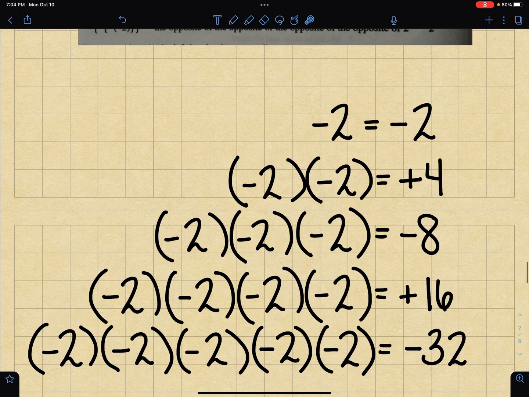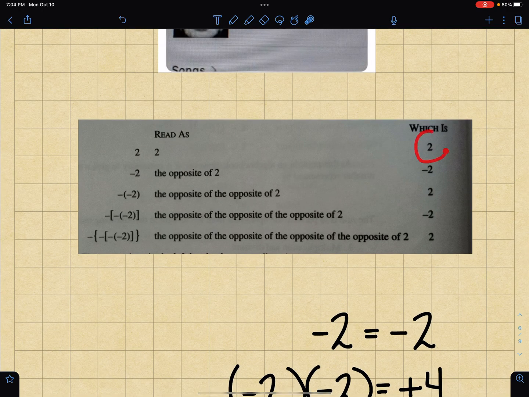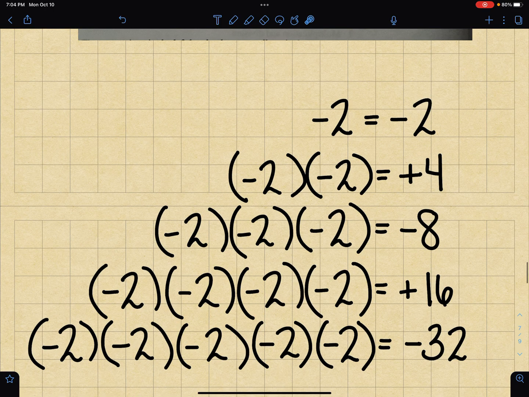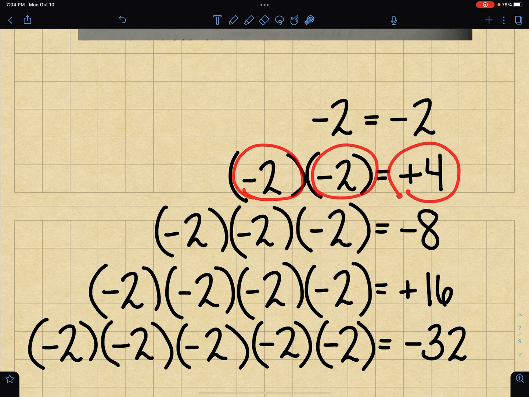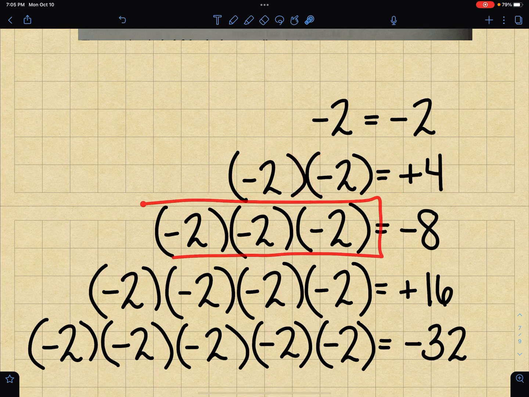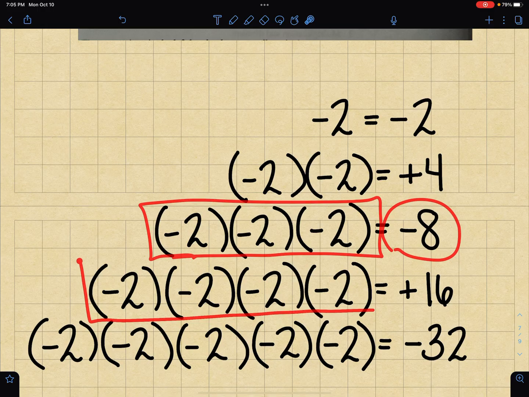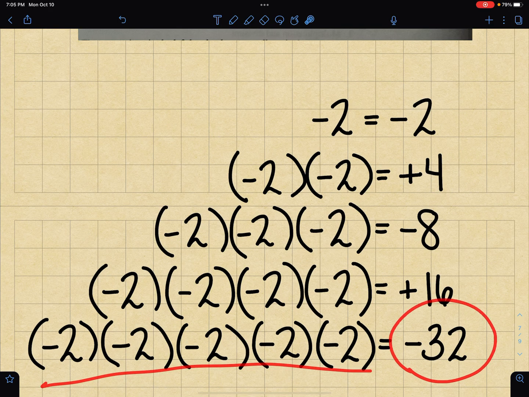Why did we just go through that? Because look at the pattern. Positive 2, negative 2, positive 2, negative 2, positive 2. That pattern is going to come in handy, because when we start with one negative number, if we have only one negative number, it's negative. But if you have 2 negative numbers that you multiply together, it's positive. If you have 3 negative numbers that you multiply together, it's negative. 4 negative numbers that we multiply together, we're back to positive. 5 negative numbers, we're back to negative.